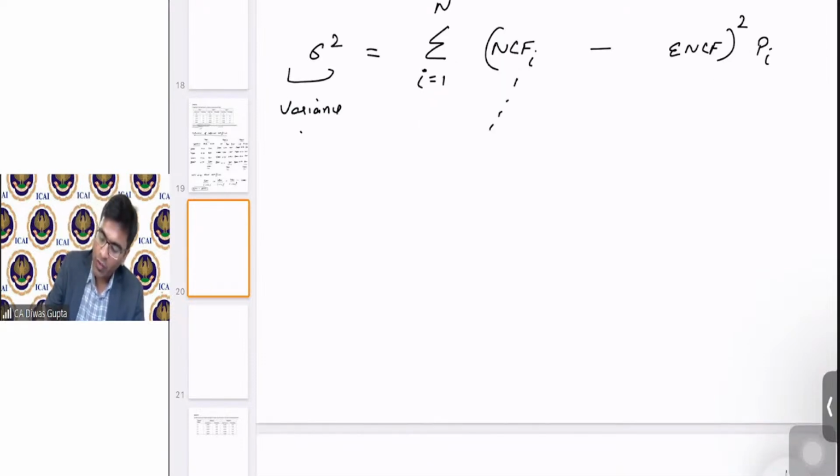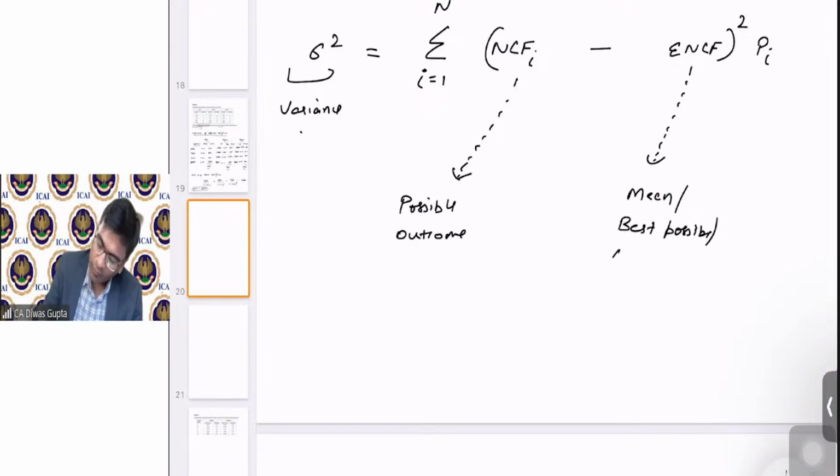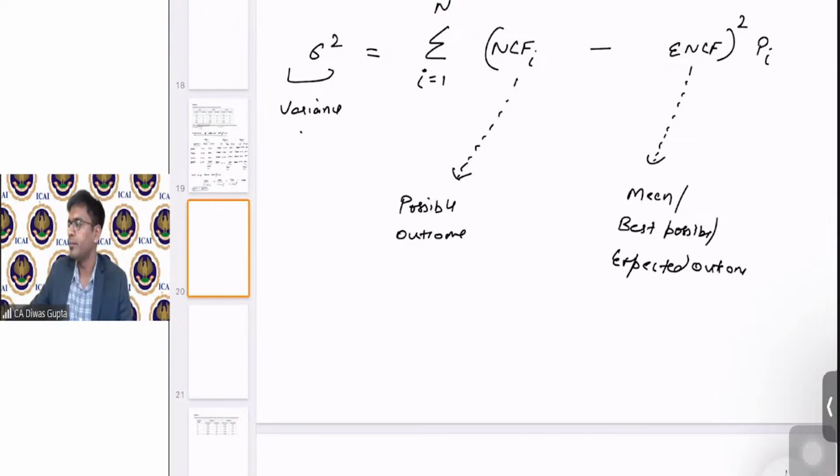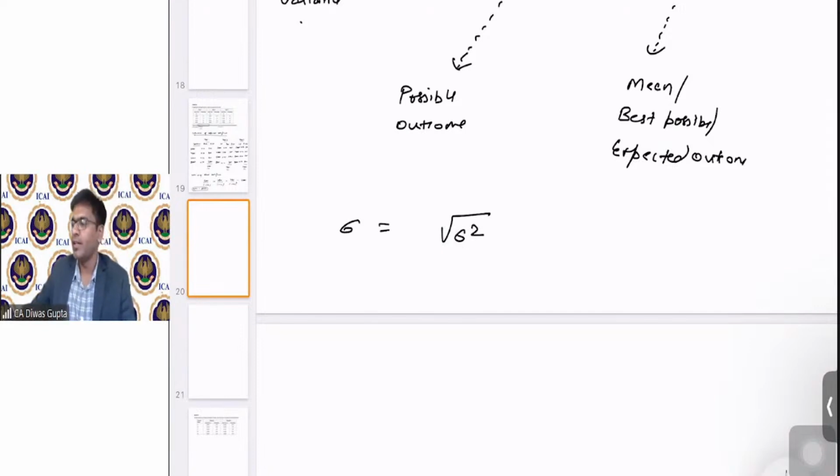Now, if you see students, what is this denoted? Net cash flow. This is a possible outcome. And this is actually the mean, the expected net cash flow, the best possible outcome. Expected outcome. I hope this is understood. And if we want to calculate the standard deviation, we just take the square root of this and arrive at the standard deviation.